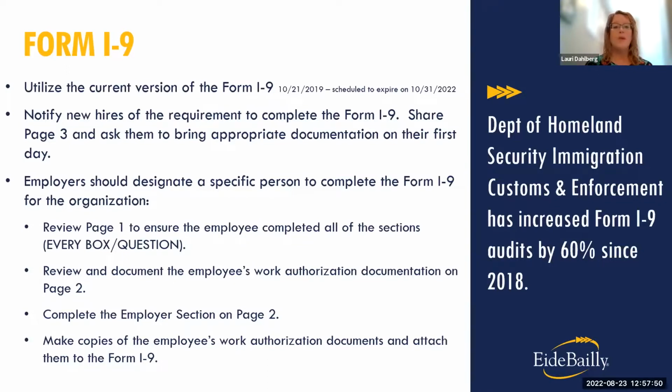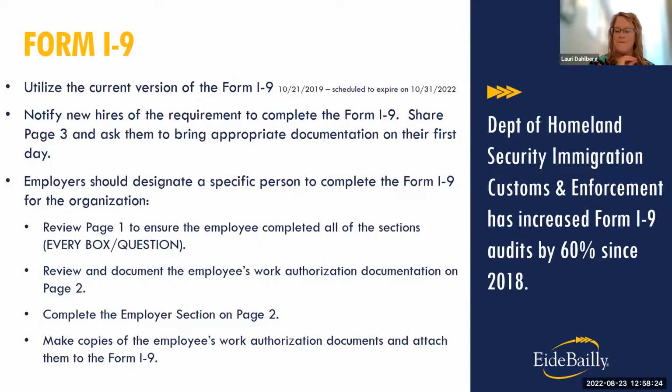When you are completing it, make sure that whoever is authorized to do this on behalf of your organization sits down with the employee and goes through every single line on page 1. They have to complete other last names used. They have to complete middle initial. They have to complete apartment number, email. If they don't have any of those things, if they don't have a middle initial, another last name, an apartment number, or an email, they have to put N/A in the box.